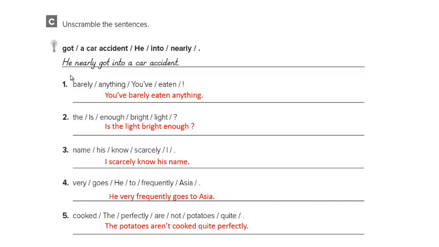Can you see the word enough coming at the end of the sentence? I scarcely know his name. Look at the word scarcely, it comes before the simple verb it modifies. He very frequently goes to Asia. The potatoes aren't cooked well, quite perfectly.